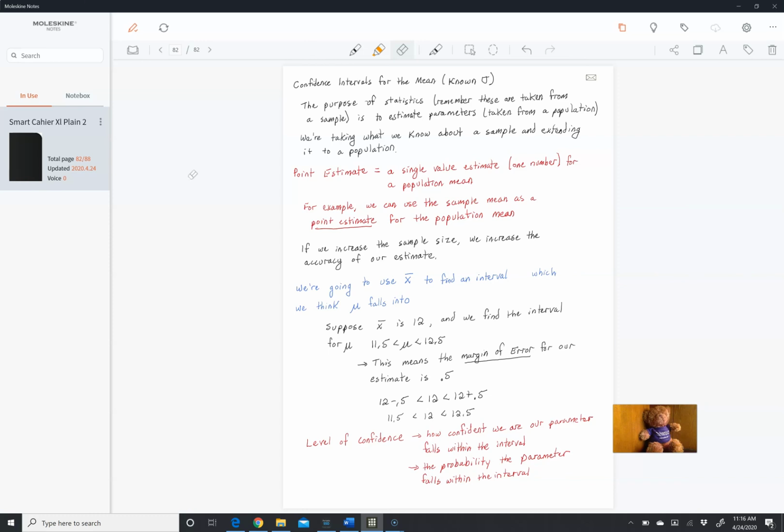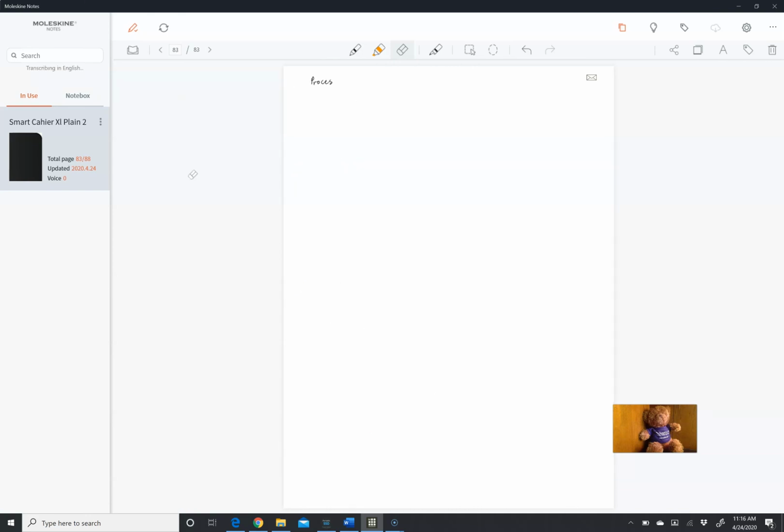The level of confidence is something that you decide, something you're making a decision about. Sometimes the problem makes the decision for you, or you make the decision. And what you're really finding is the margin of error. So your process for finding an interval is to find the point estimate. In this lecture, it's just going to be the sample mean.